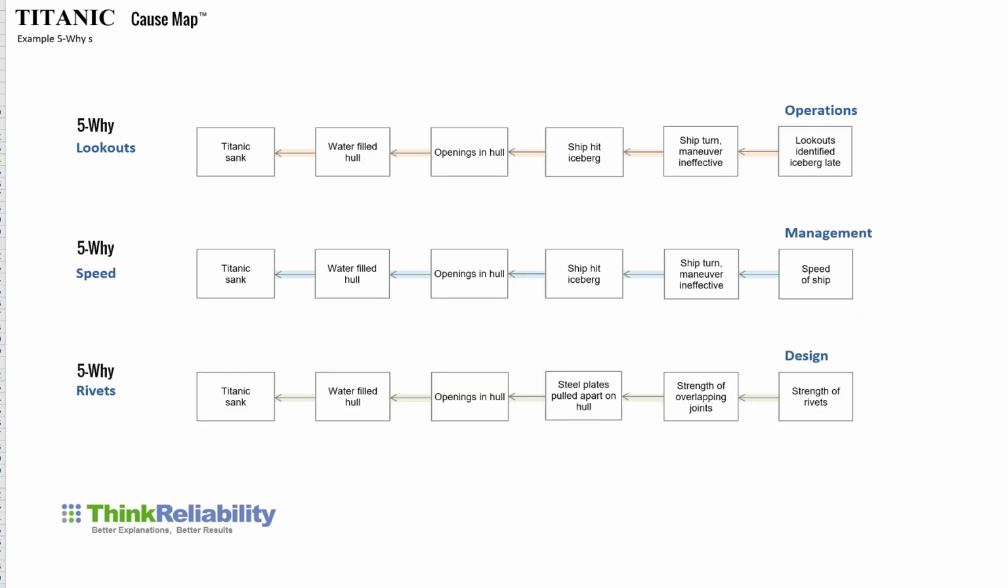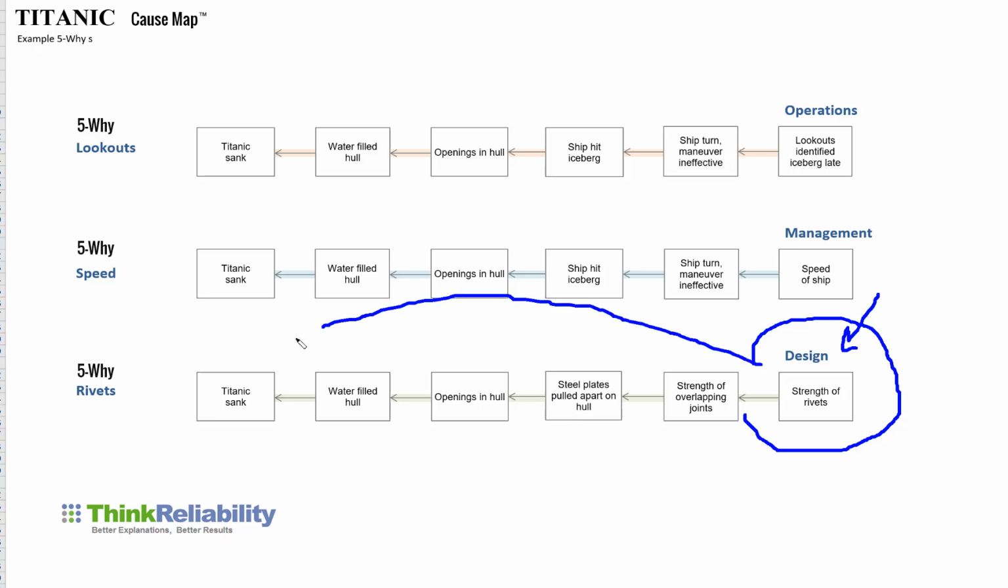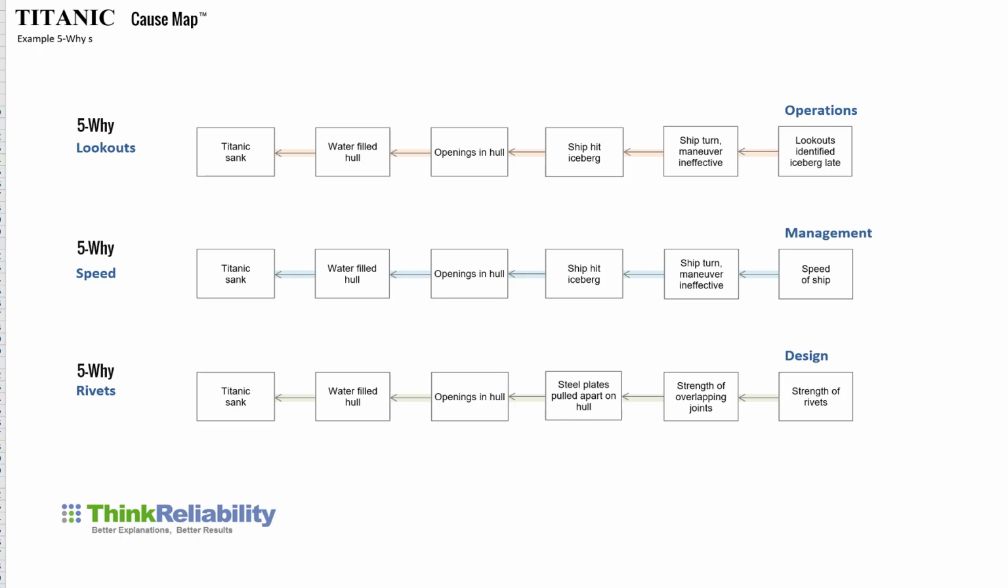And someone else says, no, what happened is the plates pulled apart because of the strength of the joints, because of the rivets. These were grade 4 wrought iron rivets. And if you would have just changed the design of those rivets, you never would have had the Titanic sink because the plates wouldn't have pulled apart. So there are three different 5Ys laid out here.